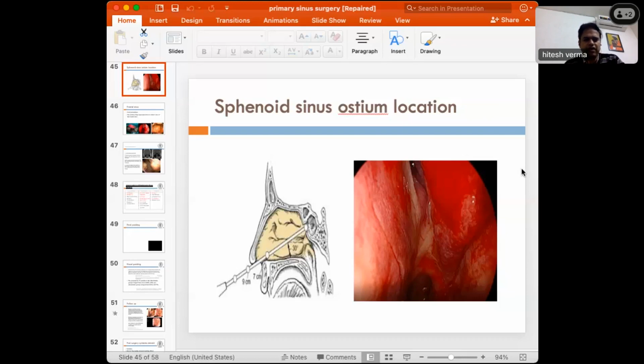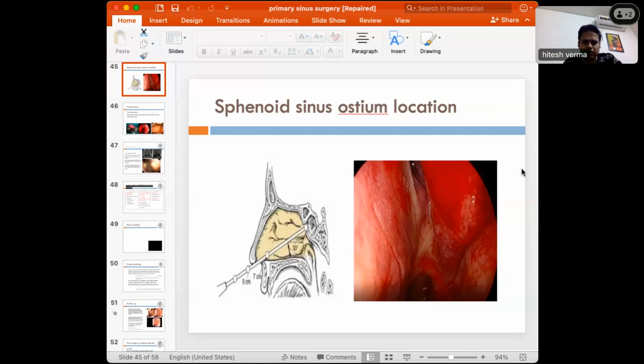And one entity I have not told you for the frontal sinus is the axillary flap approach. What is done is that at the level of the axilla of the middle turbinate, a posterior-based flap is created, and that flap allows exposure of the frontal beak. The frontal beak is a bone present inferior to the frontal sinus. If the surgeon removes that frontal beak, then directly through that window, the surgeon can see the frontal sinus with a 0-degree endoscope.